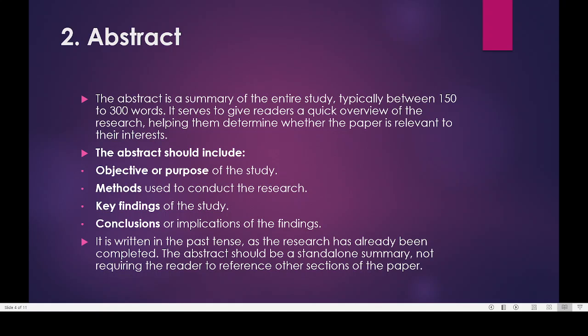That is the normally accepted norm. It serves to give the readers a quick overview of the research, helping them determine whether the paper is relevant to their interest. Even if you are studying zoology, in zoology there are different branches. For example, I am doing research on spiders.